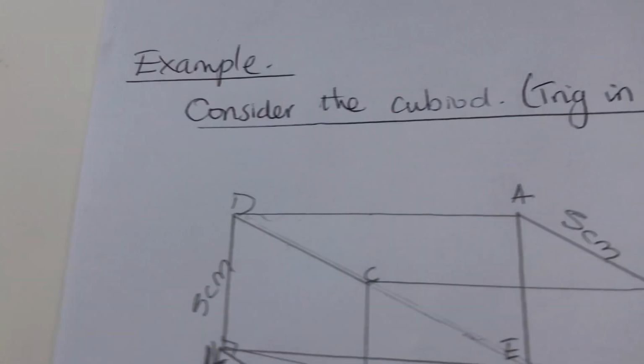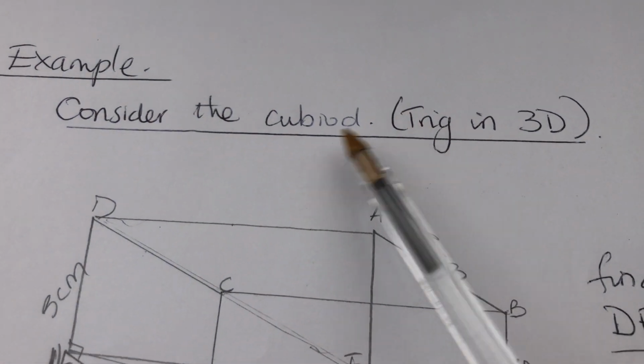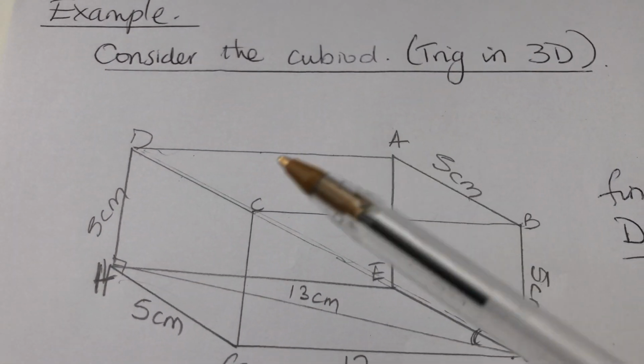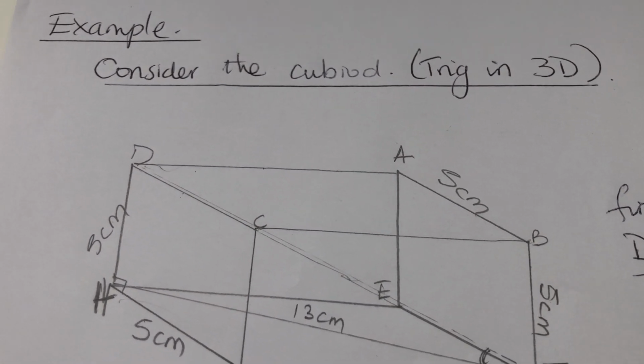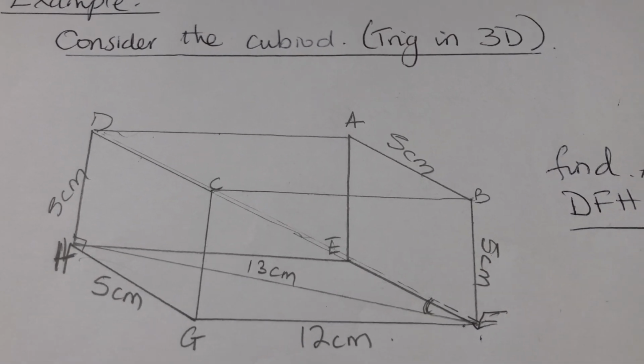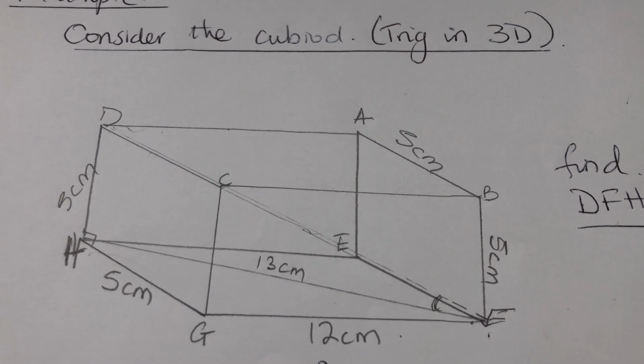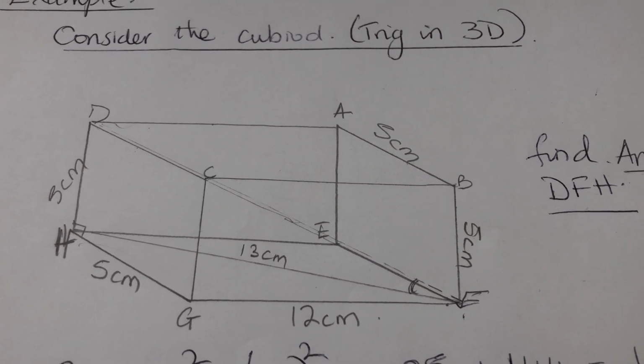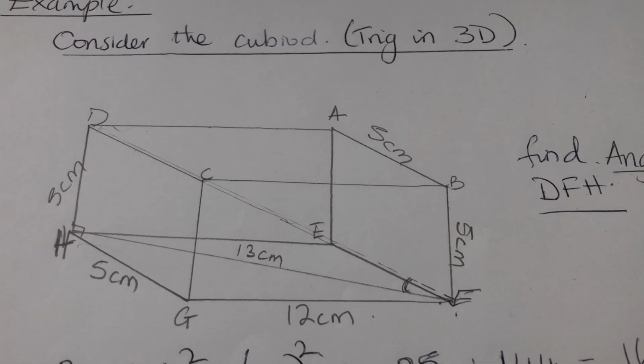Okay, so now consider the cuboid. It's trig in 3D, as I've just shown you. Next time you get a parcel and it's a cuboid, have a good look. Don't just throw it away. Put it down for 3 days.